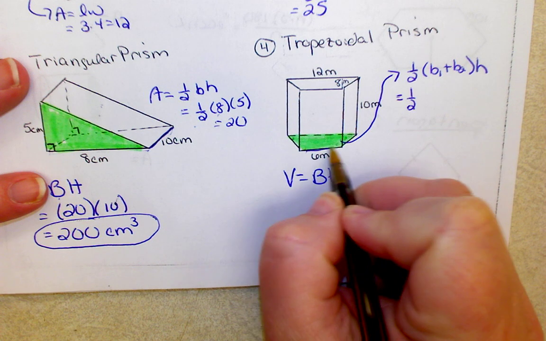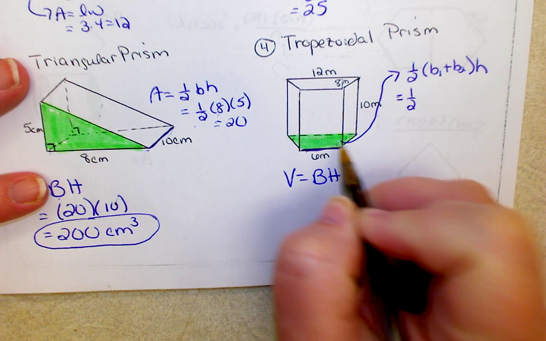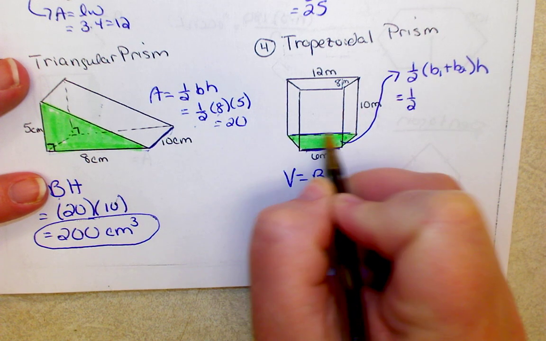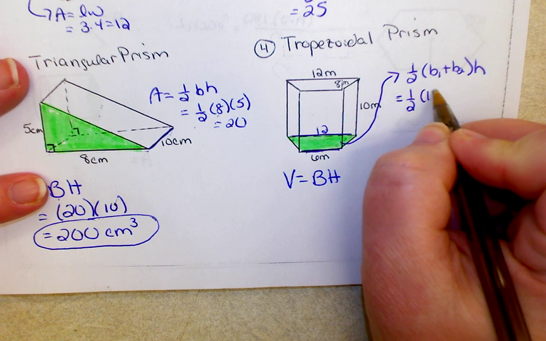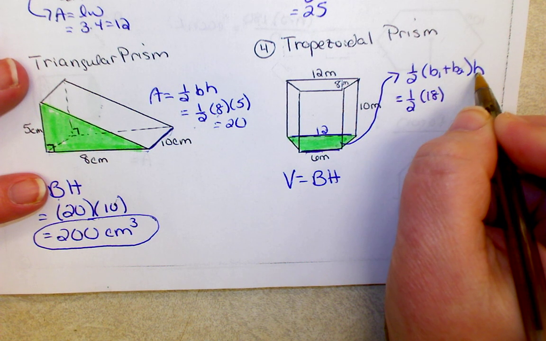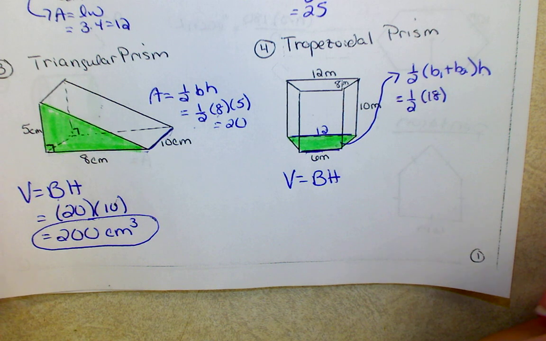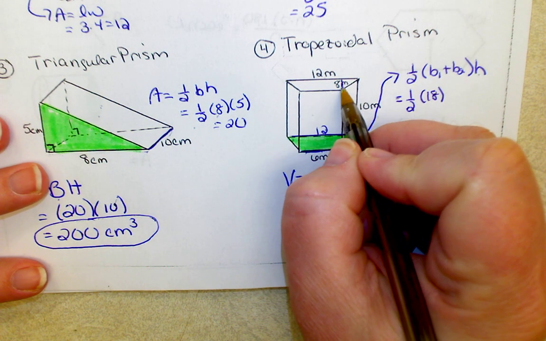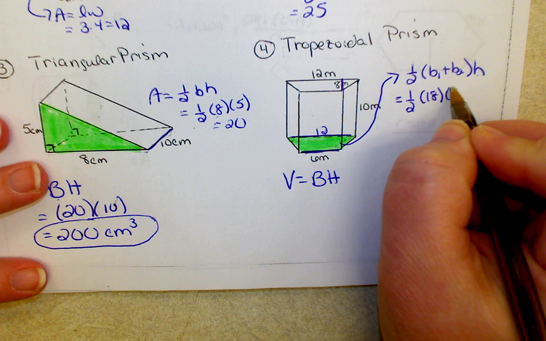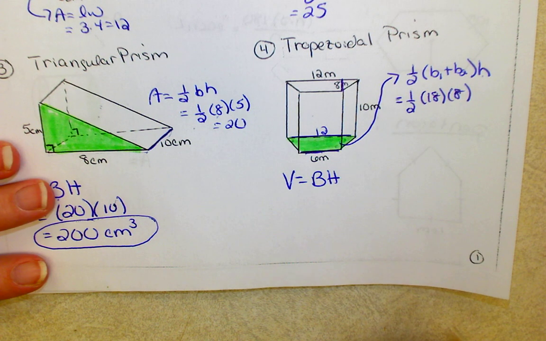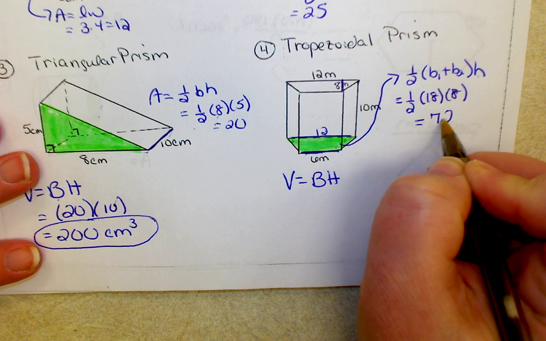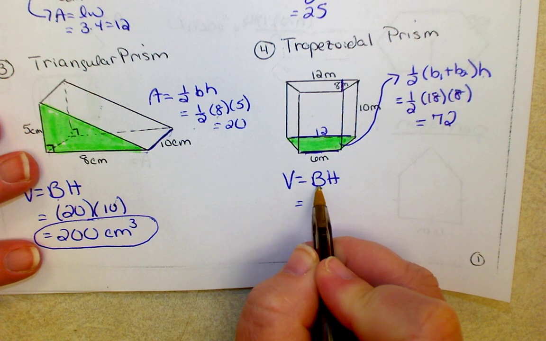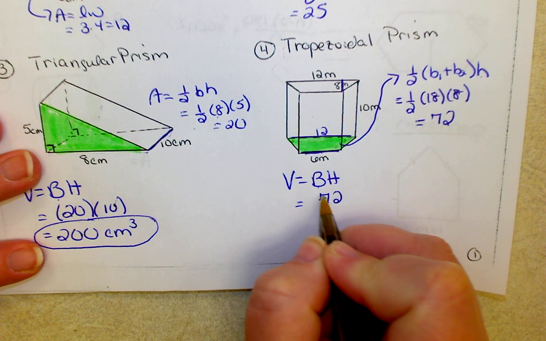All right, this front base of the trapezoid is 6. The back base of the trapezoid is 12. So 6 plus 12 is 18. And the height of the trapezoid, not the prism, but the trapezoid. All right, we can see right here, they're giving that to us as an 8. All right, half of 18 is 9. 9 times 8 is 72. So right here in place of the area of the base, we're going to put a 72.